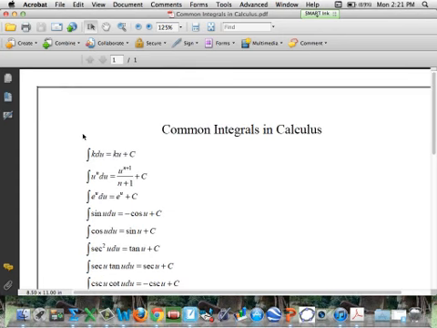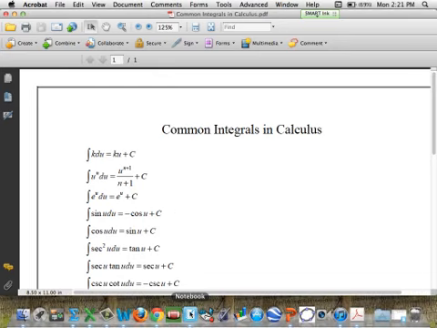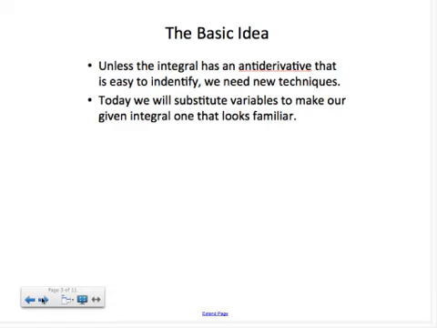What we're going to talk about today is when you are approached by an integral that is not on this list, one that's not so common, and how we can get around that and still be able to evaluate them. So the basic idea is that unless we have an integral that's on our list, in other words, it has a nice antiderivative, we need a new technique. The technique is going to be to substitute variables and change the integral from one that's not so nice to one that we have on our list.